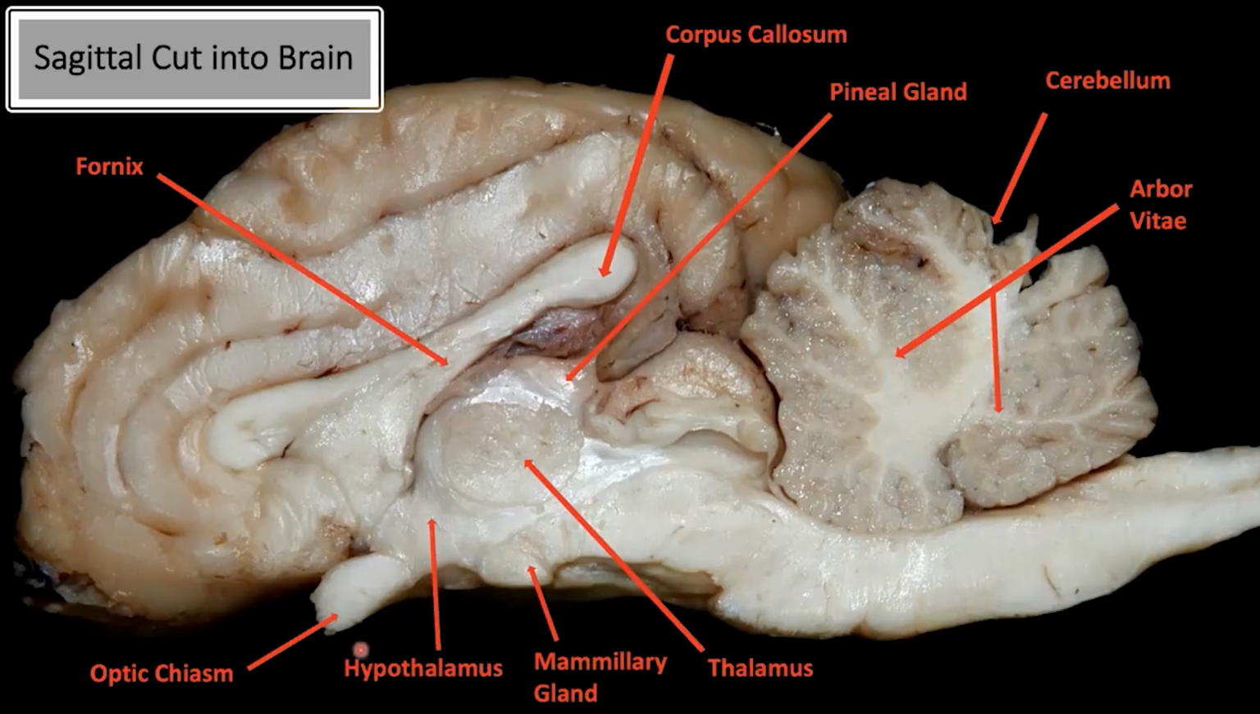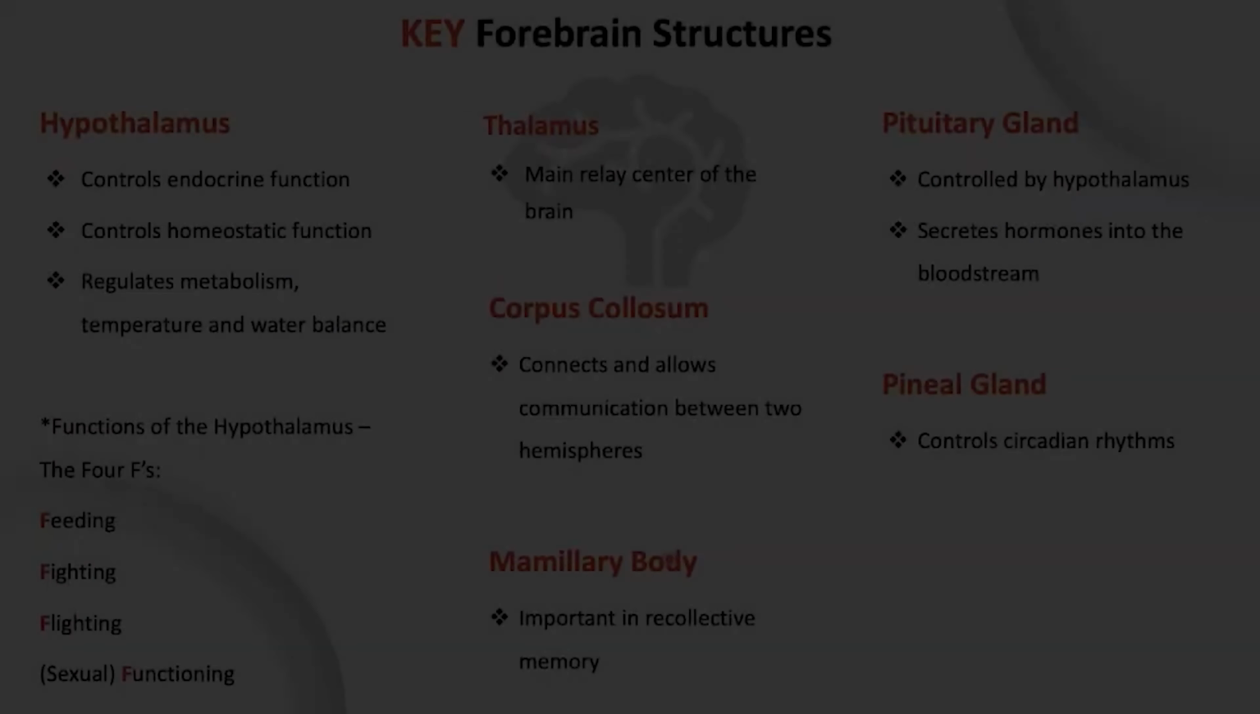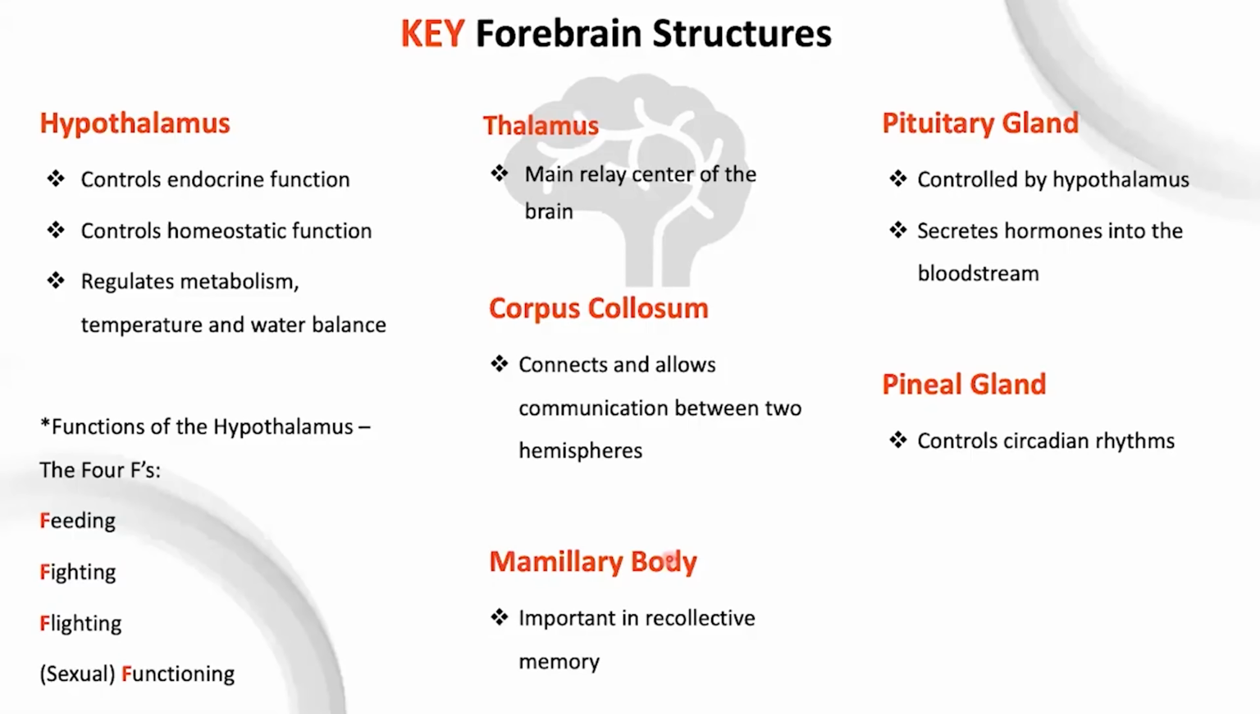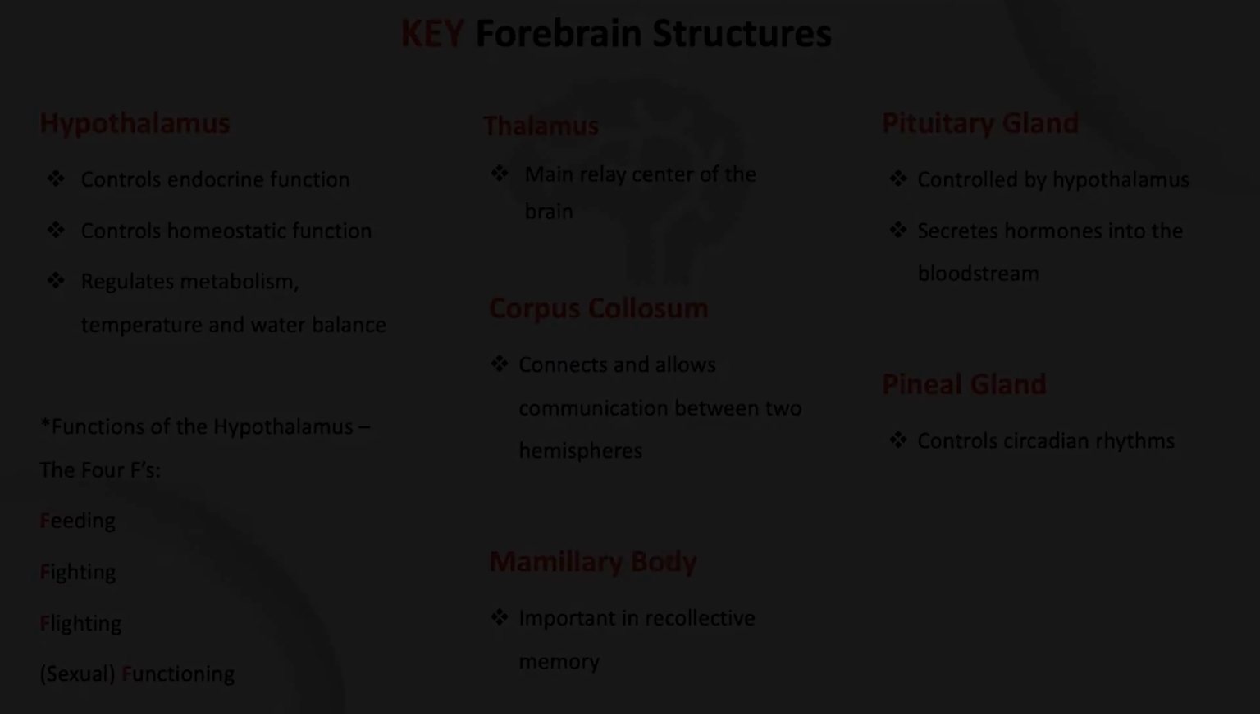And here we have the optic chiasm. And just for fun, we have the pons, which would be around here, the medulla oblongata, and the midbrain, right here. And here we just have bullet points of the main structures to consider and study for the exam.